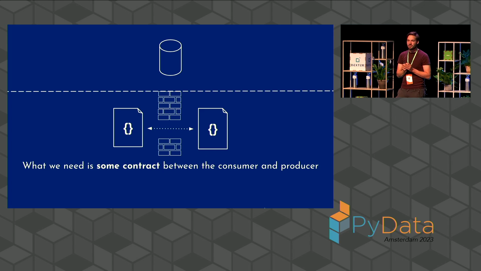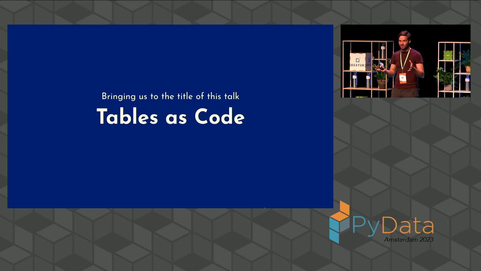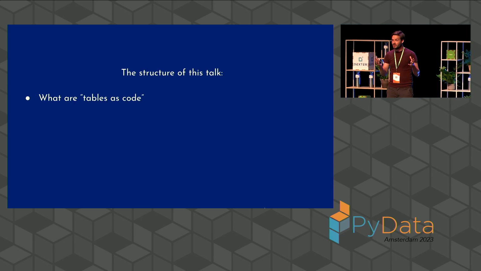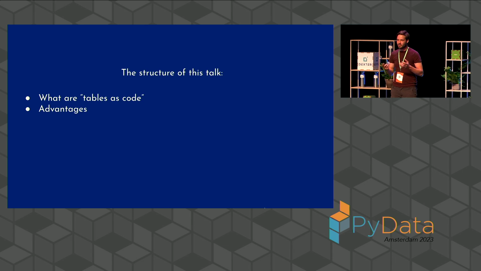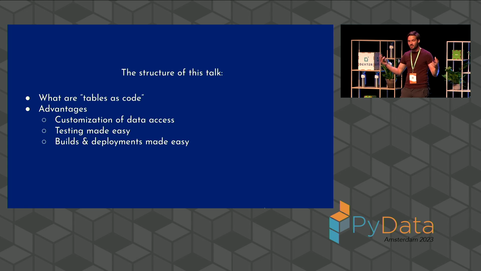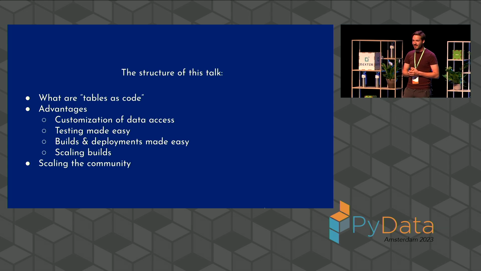So what we need is a contract between the consumer and producer that lives in the land of code, not in the world of data. And this brings us to the title of our talk, Tables as Code. A real brief structure of the talk: I'll first introduce what tables as code are, so you have a little bit of an understanding, and then we'll talk about some of the advantages. Customization of data access, testing made easy, probably the most important part, how you can use these tests to build and deploy easily, and also how to scale these builds when you get to thousands of workflows. And finally, a very important part is scaling the community, because this works not only at scale of data but also at scale of community, which you will understand throughout the talk.